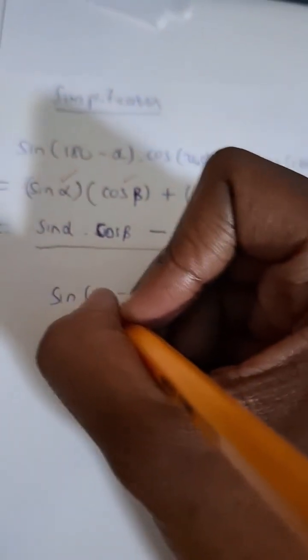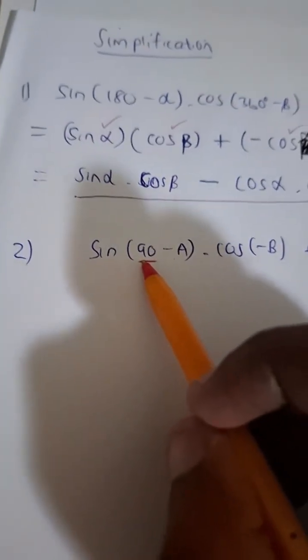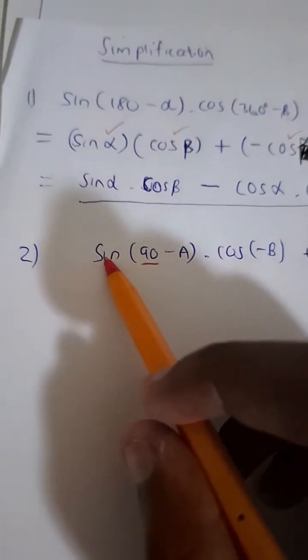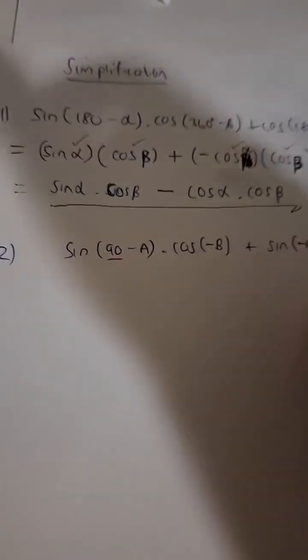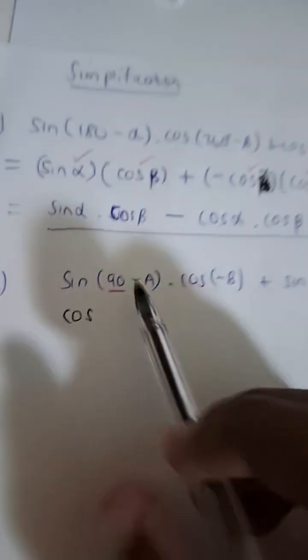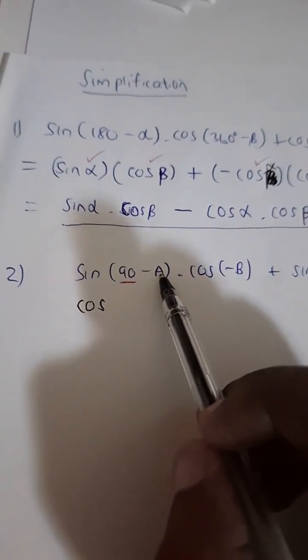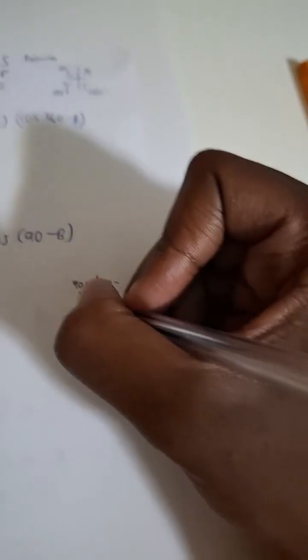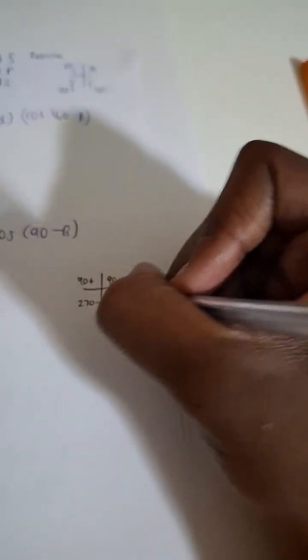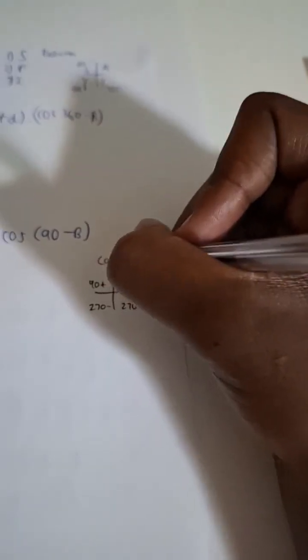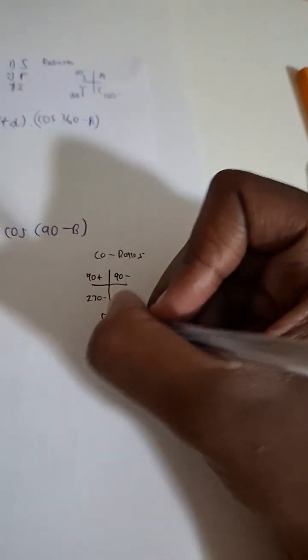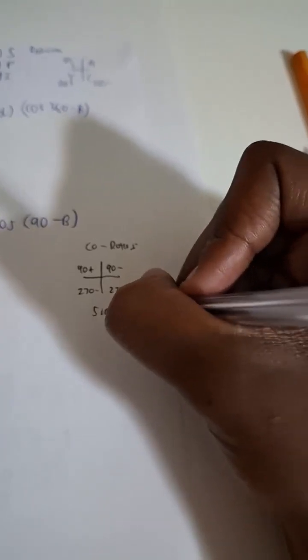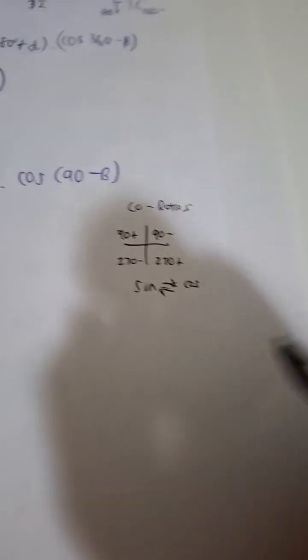Now please guys, always take note that 90 is that trig ratio that will change sine to become cos. So this is actually cos, and then 90 minus a, 90 minus, okay, so that's our co-ratios. Co-ratios and your 90 minus quadrant, this is in the first quadrant, 90 plus, 270 minus, and 270 plus. These are what we call our co-ratios. And for co-ratios, sine will change to cos, and cos will change to sine, vice versa.